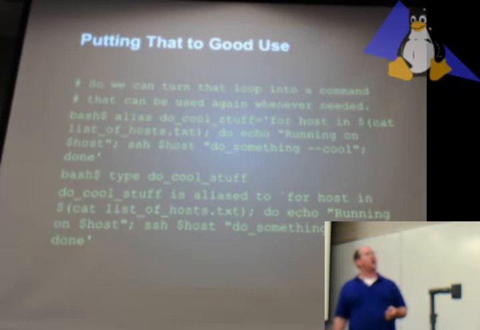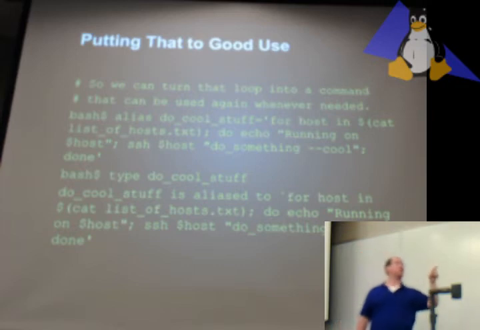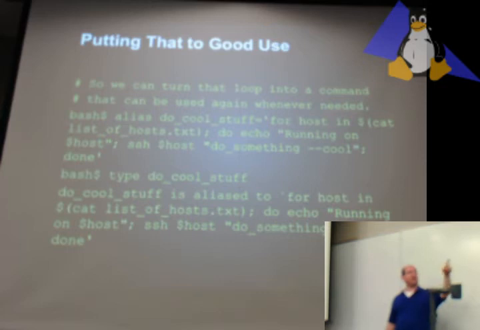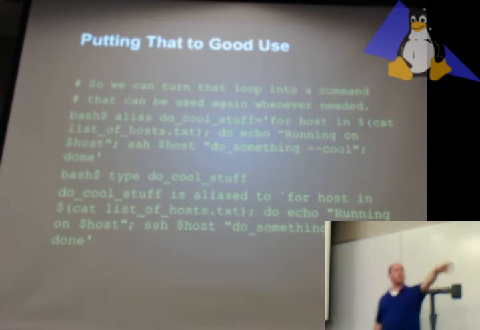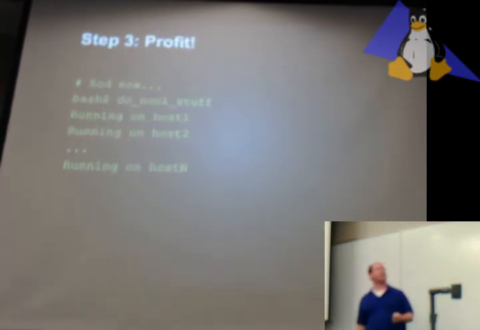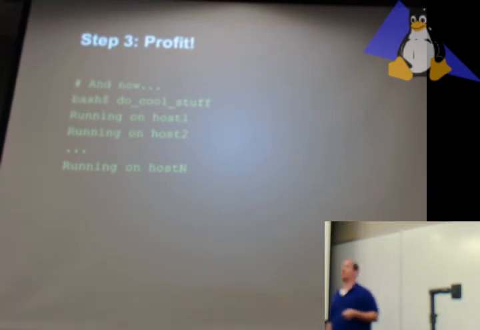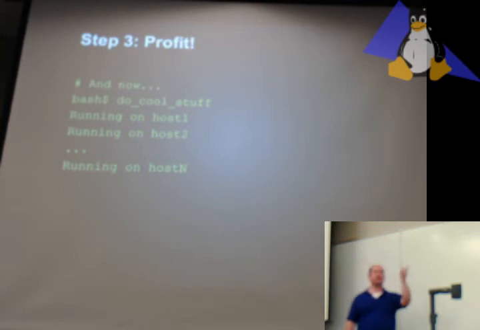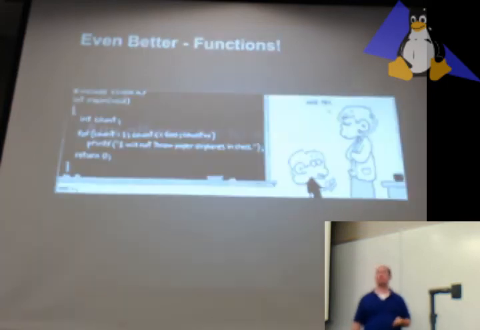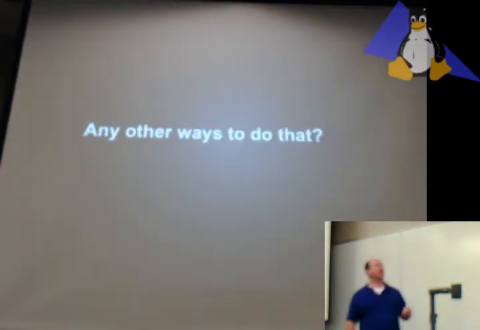All right, so you're going to have to trust me that that's the loop that I put in there before, unless you want to read through it real quick. When I alias it to that single quoted string, then I do type, it will tell me do cool stuff is alias to blah, blah, blah, okay? All right, so if I run do cool stuff, it just runs and runs and runs. And if I add this to my bashrc, every time I come in, I can use that command whenever I want to. Whoops. All right, so that's good.